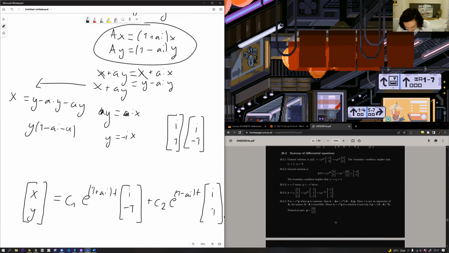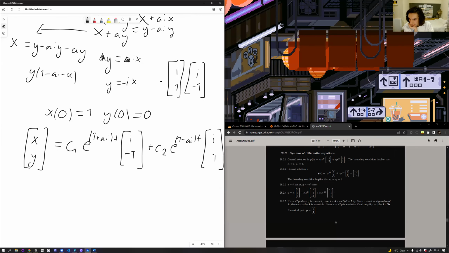Okay, so when t is equal to 0, we use the original conditions where x0 equals 1 and y0 equals 0. So that's right? Yeah. Putting in the value of t equal to 0, we'd get x equals 1 and y equals 0.